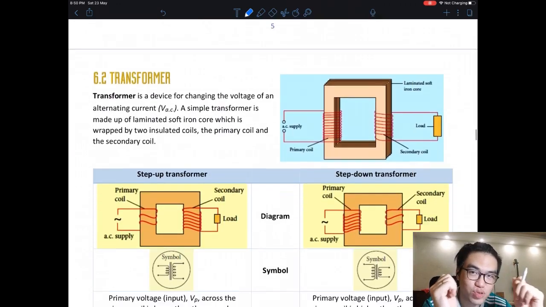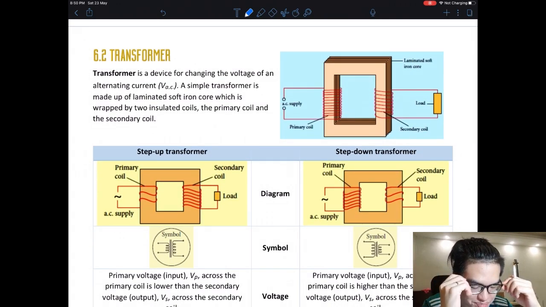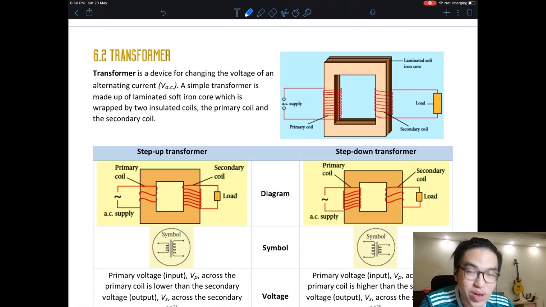This is our main point today, which is transformer. Okay, so what is a transformer? Not that movie, okay? Not that shitty robot movie. Let's face it, Transformers is a very terrible movie. Okay, so what is a transformer?